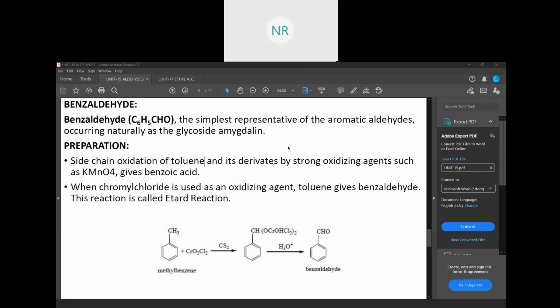So how do you prepare benzaldehyde? Side chain oxidation of toluene and its derivatives by strong oxidizing agents such as potassium permanganate, that is KMnO4, gives benzoic acid. When chromyl chloride is used as an oxidizing agent, toluene gives benzaldehyde. This reaction is called the Etard reaction. So the reaction you are seeing in the bottom is known as the Etard reaction. Okay.